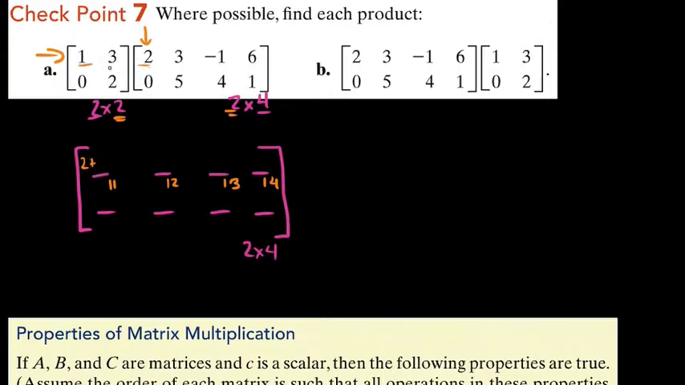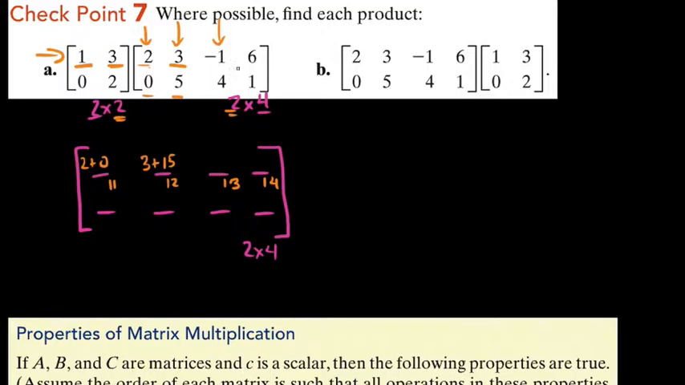We'll move over, we'll move down. 3 times 0, so we get 0. Now we'll go first row, second column. So we get 1 times 3, 3, plus now 3 times 5, 15. So going across, now we'll go first row, third column entries.